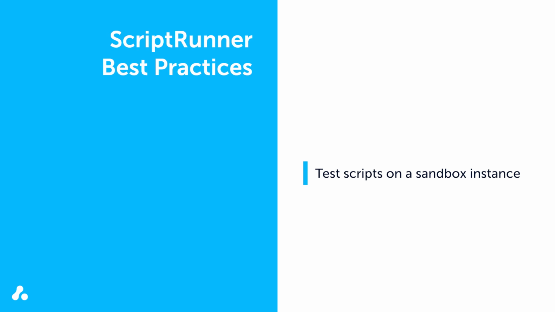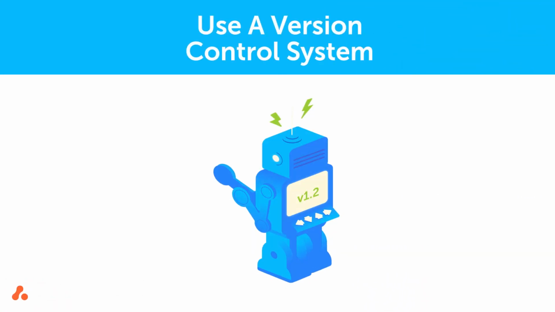Another important best practice Violet follows when working in ScriptRunner is to use a version control system such as Git to save the different versions of her scripts. Doing this ensures that she can reference the code she used if problems arise. For example, let's say Violet updated and ran a script in her sandbox instance that made it so end users couldn't transition their work to the done status.